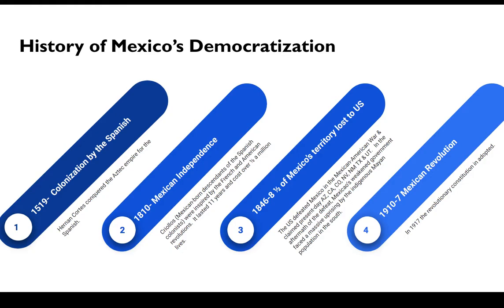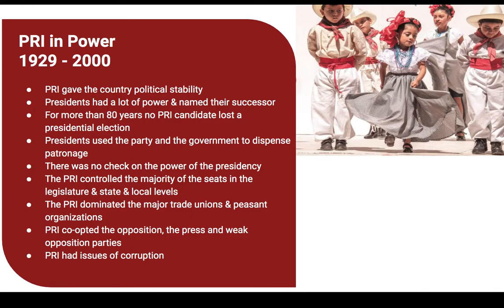And then in 1910, they have the Mexican Revolution. After that, they have a revolutionary constitution, and then that does bring peace and prosperity to Mexico. The party that is established after the Mexican Revolution is the PRI, which is the Institutionalized Revolutionary Party, the Partido Revolucionario Institucional, which we call the PRI. And the PRI stays in power from 1929 to 2000.